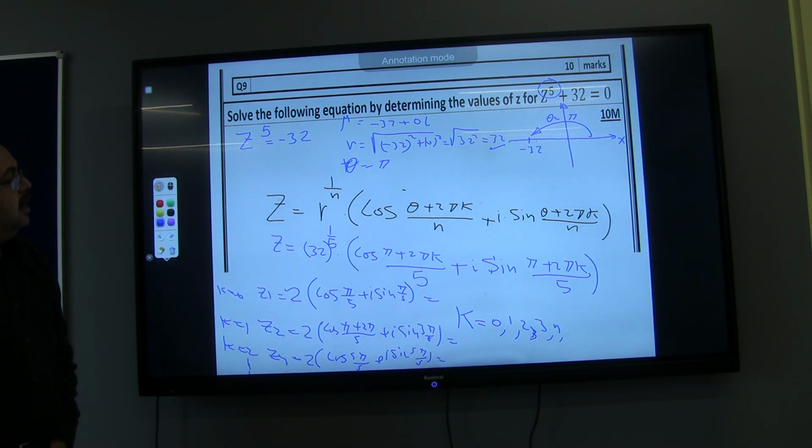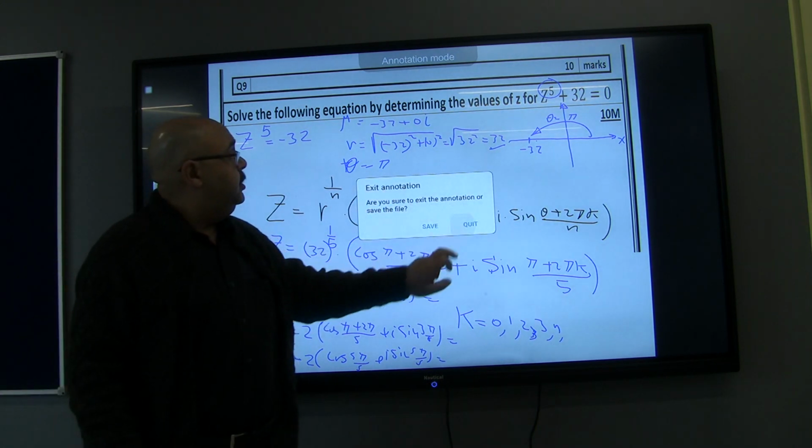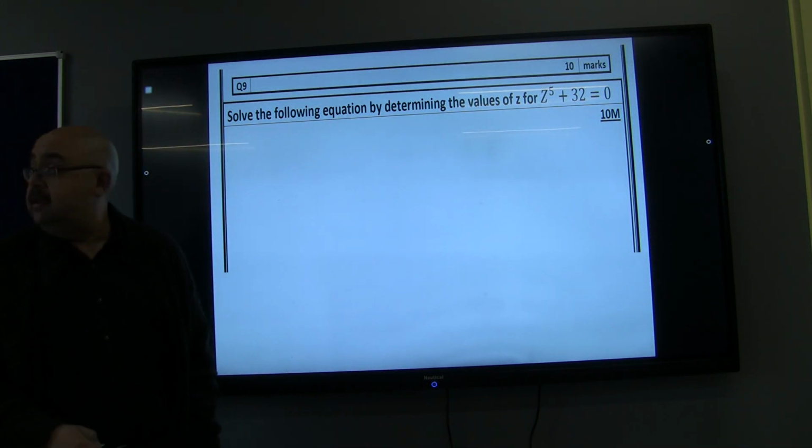Those are the main angles and the results related to them. Okay? Once more.